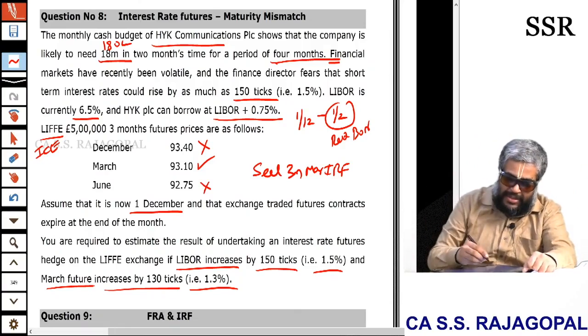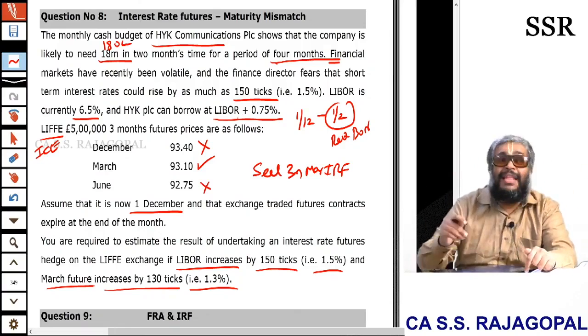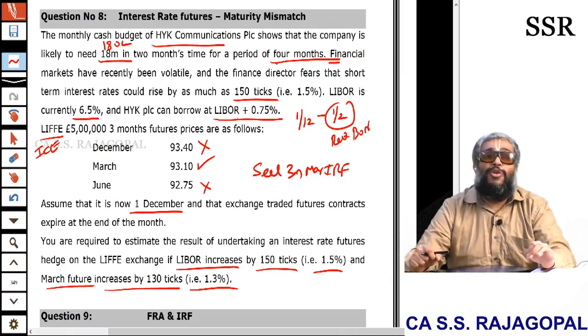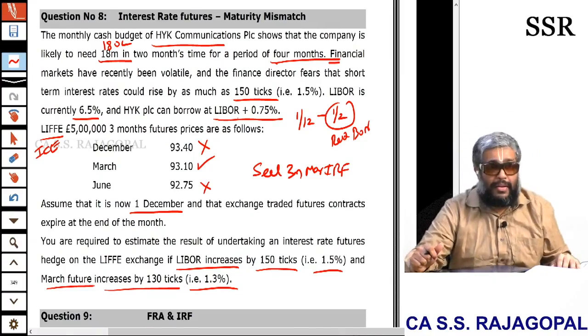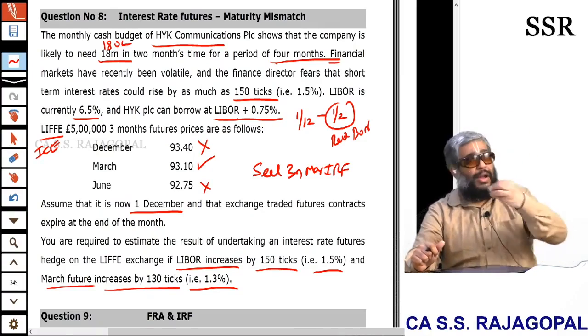And the loan interest rate is going to be LIBOR plus 0.75 because it is a floating rate. Normally, 2 big banks can borrow at LIBOR. But if I borrow, they will not give me a loan at LIBOR.